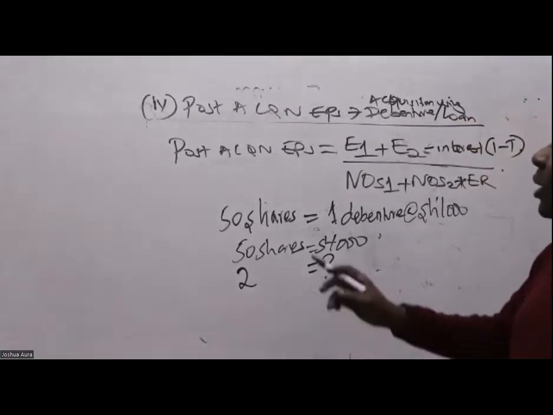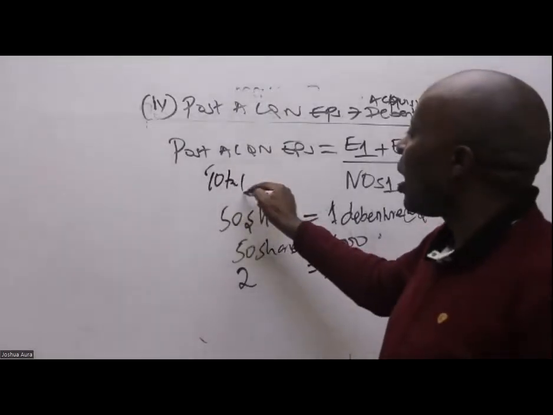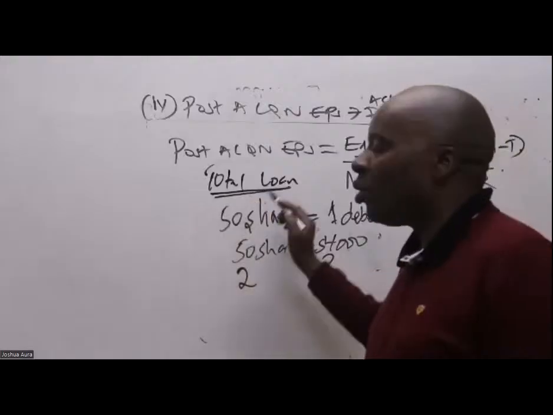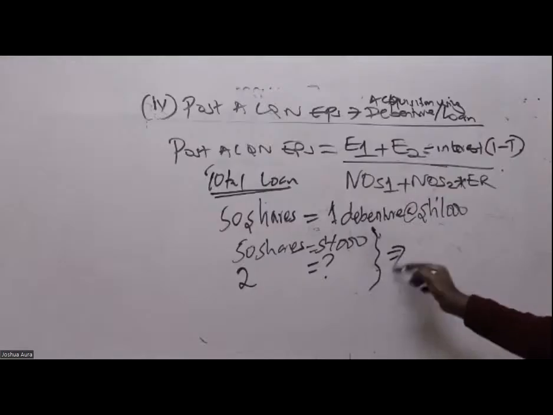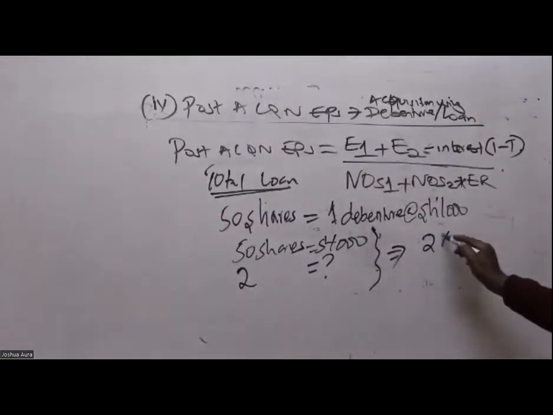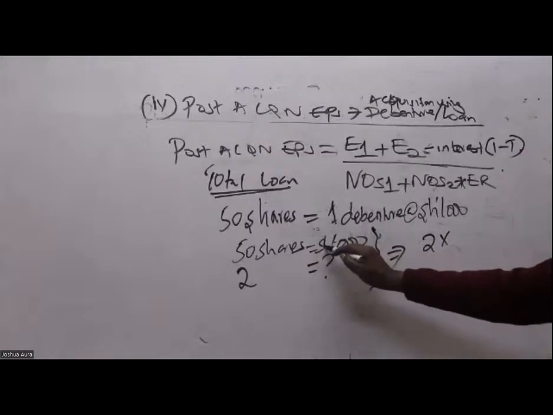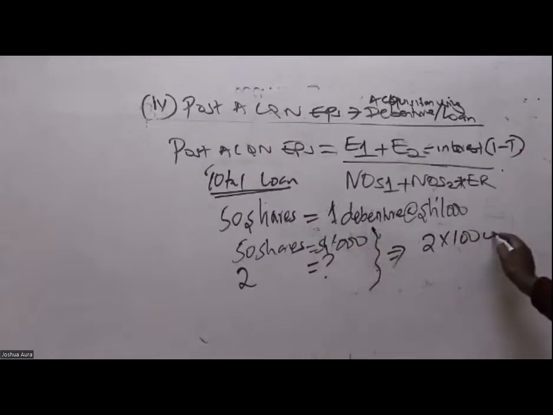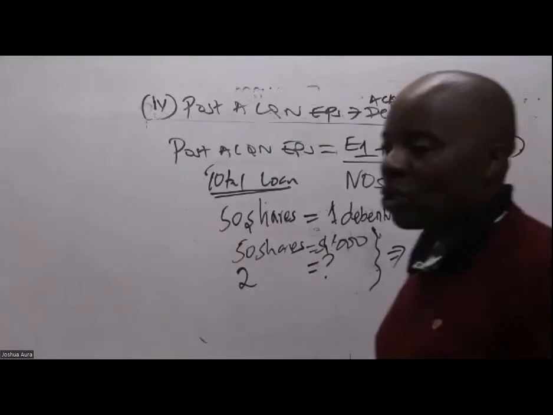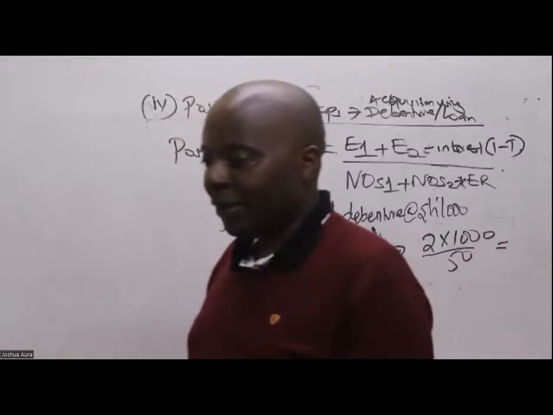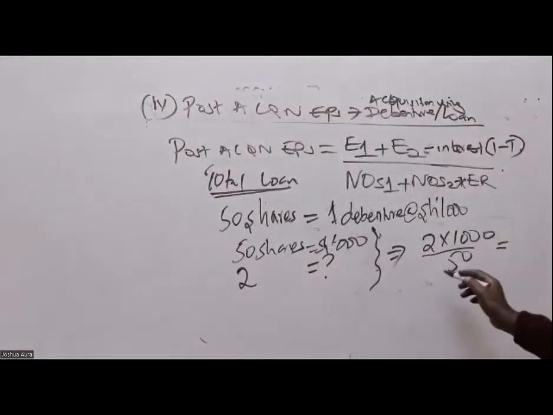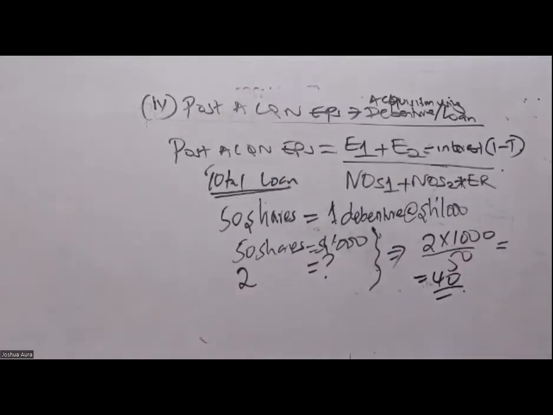So in short, what I want to do here is get the total loan. I'm doing a working for the total loan. So come here and cross multiply. This will be 2 times 1,000, all over 50. So what is the total loan? They are telling me it is 40. This is the total loan.